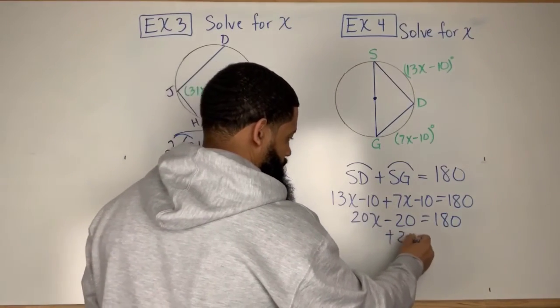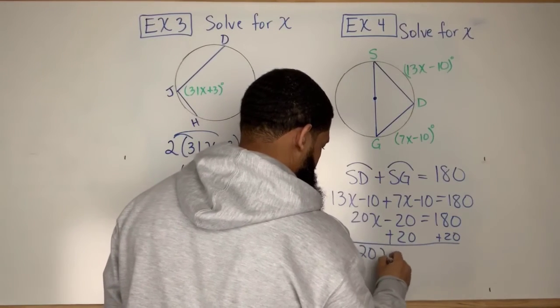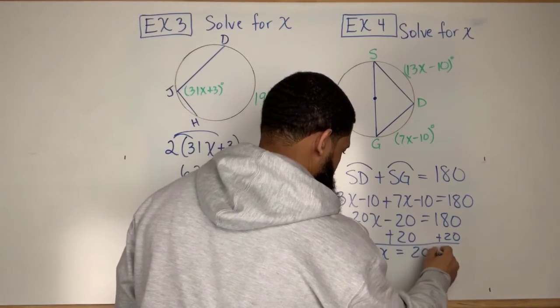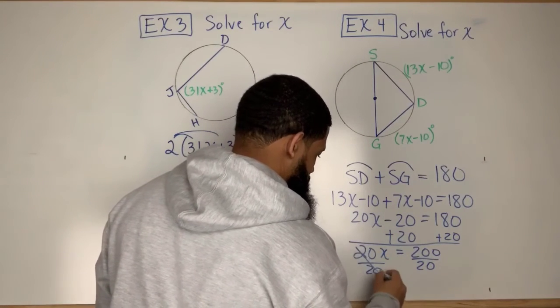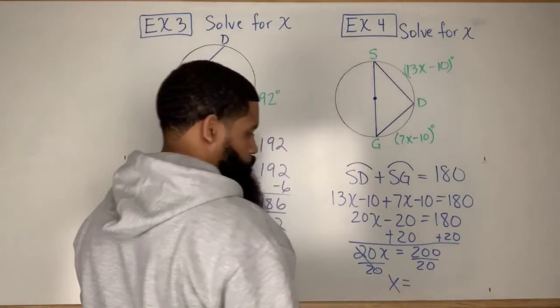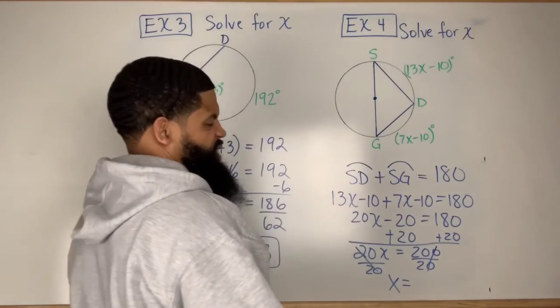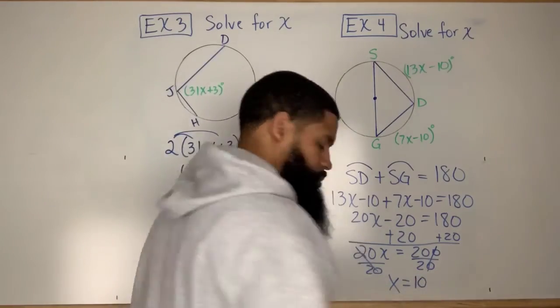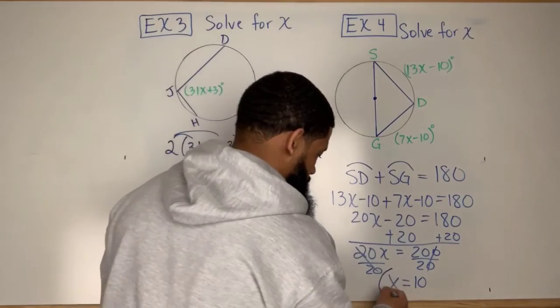Add 20 to both sides. That gives us 20x equals 200. Divide both sides by 20. And those cancel. X is equal to 200 divided by 20, which is 10. It does equal 10. So x equals 10 in this case.